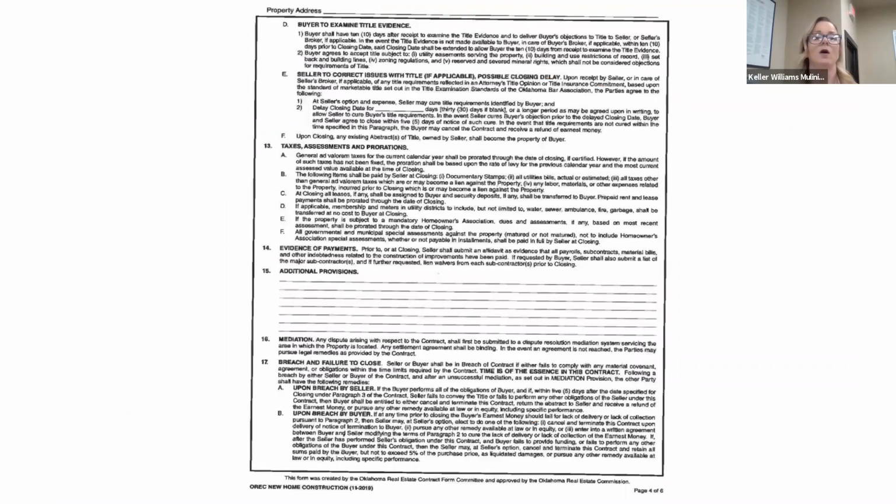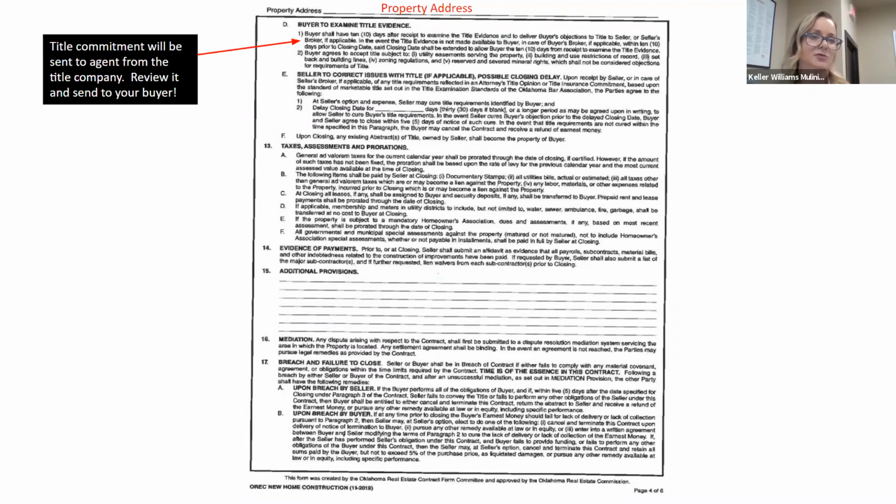Okay, page 4. Again, property address at the top. This area, right to examine title evidence, talks about the title commitment. It is the exact same thing as the residential contract. Title commitment's always going to be sent to the real estate agent from the title company. They will email it to you. Your job is to review it and then send it on to your buyers. So if you do not know how to review title evidence, we cover that during post-licensing. So, or see me, just call me and I can help you review it.